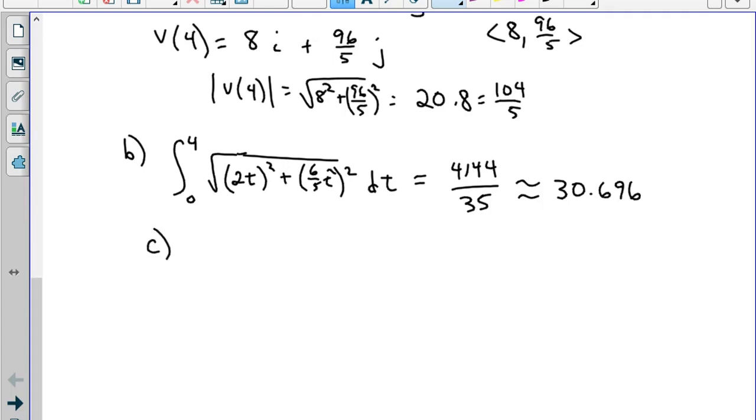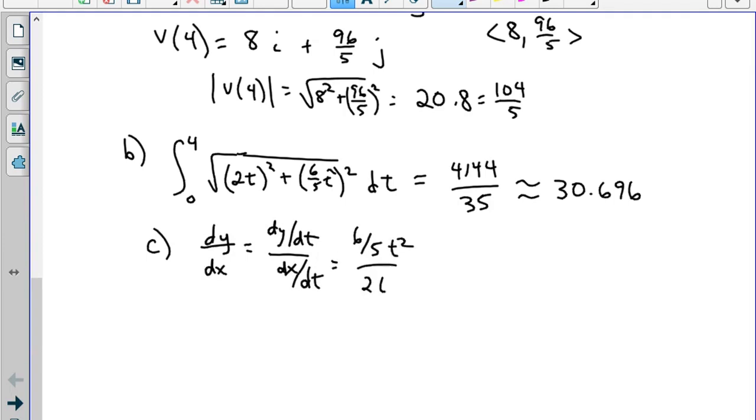Part C, if I want dy/dx, I can do this in 2 different ways. I'll take dy/dt over dx/dt, which is (6/5)t squared over 2t, which is the same thing as 6/10 or (3/5)t. And then if I notice that in the original problem, x of t was equal to t squared minus 2, I can solve for t, and I get the square root of x plus 2.